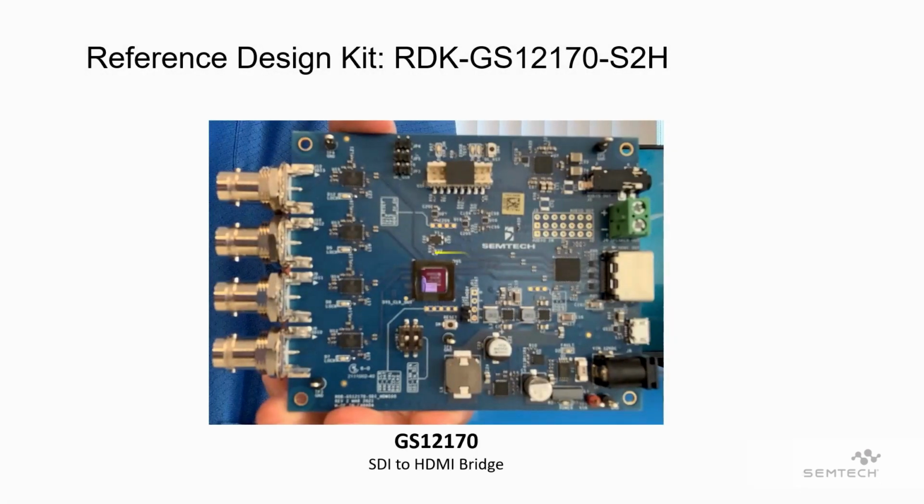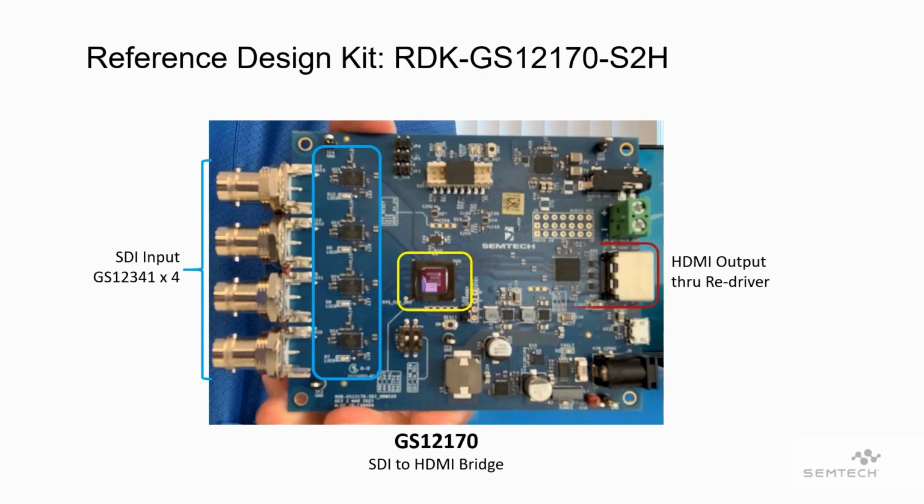Here is the GS12170 SDI to HDMI Bridge Mode Reference Design Kit, RDK-GS12170-S2H. The center of the RDK has the GS12170 with S2H mode configuration setting. The left side of the board has SDI inputs using the GS12341 12G UHD-SDI reclocking adaptive cable equalizer. The right side is the HDMI output through a redriver.